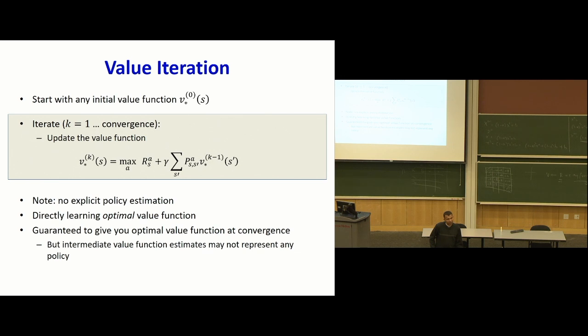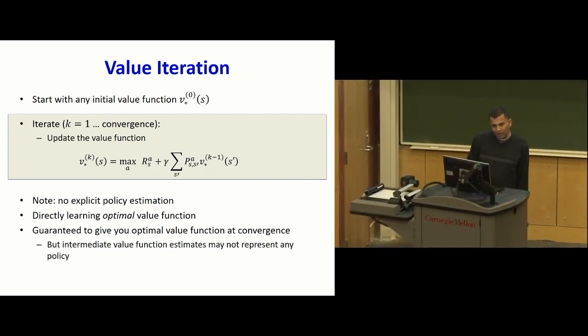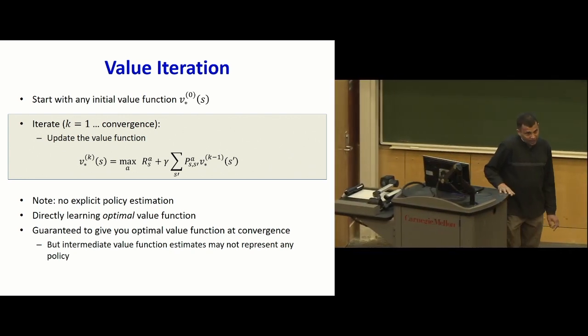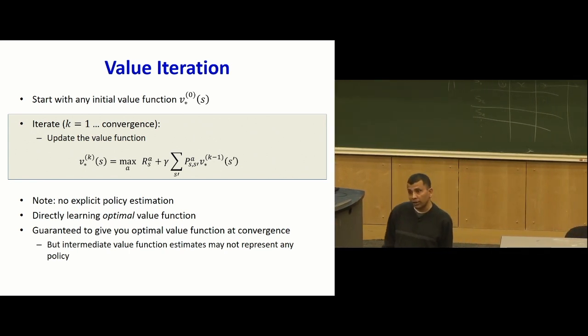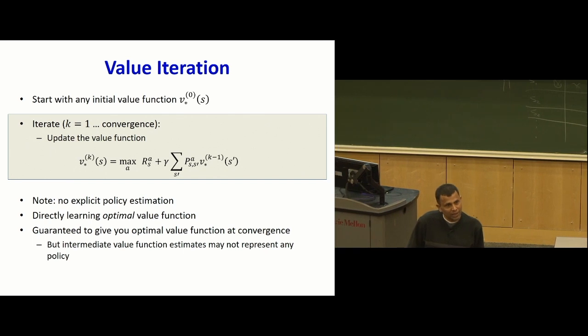Since you never compute a policy, it's a value iteration. You're continuously just updating the values, right? This is called the value iteration. Observe that there's no explicit policy estimation. You're directly learning the optimal values, and while you're iterating, the intermediate values that you get at any time may be completely meaningless. They may not refer to any given policy. The problem with this particular procedure is that the outcomes, the V stars that you compute, only make sense after the whole thing converges.